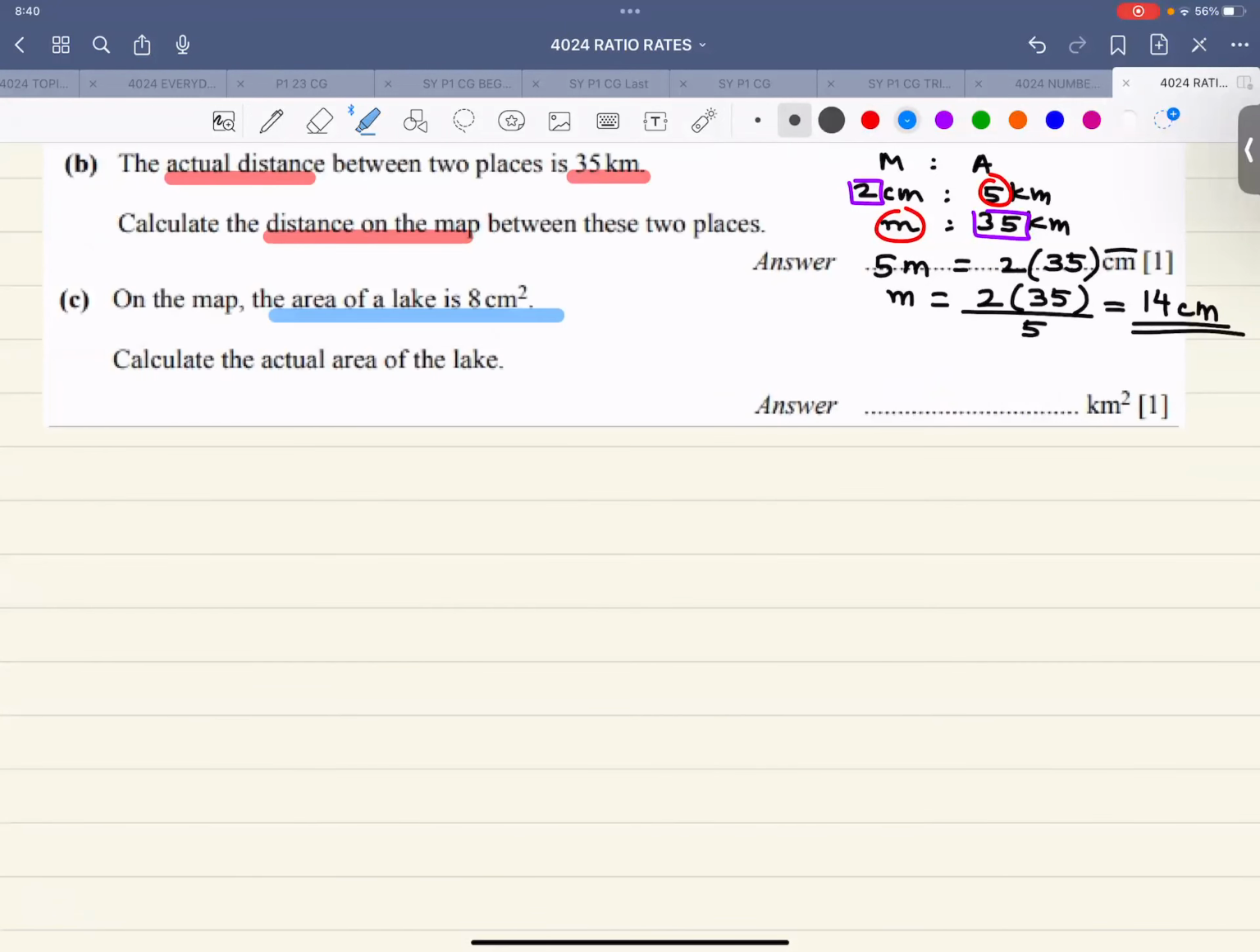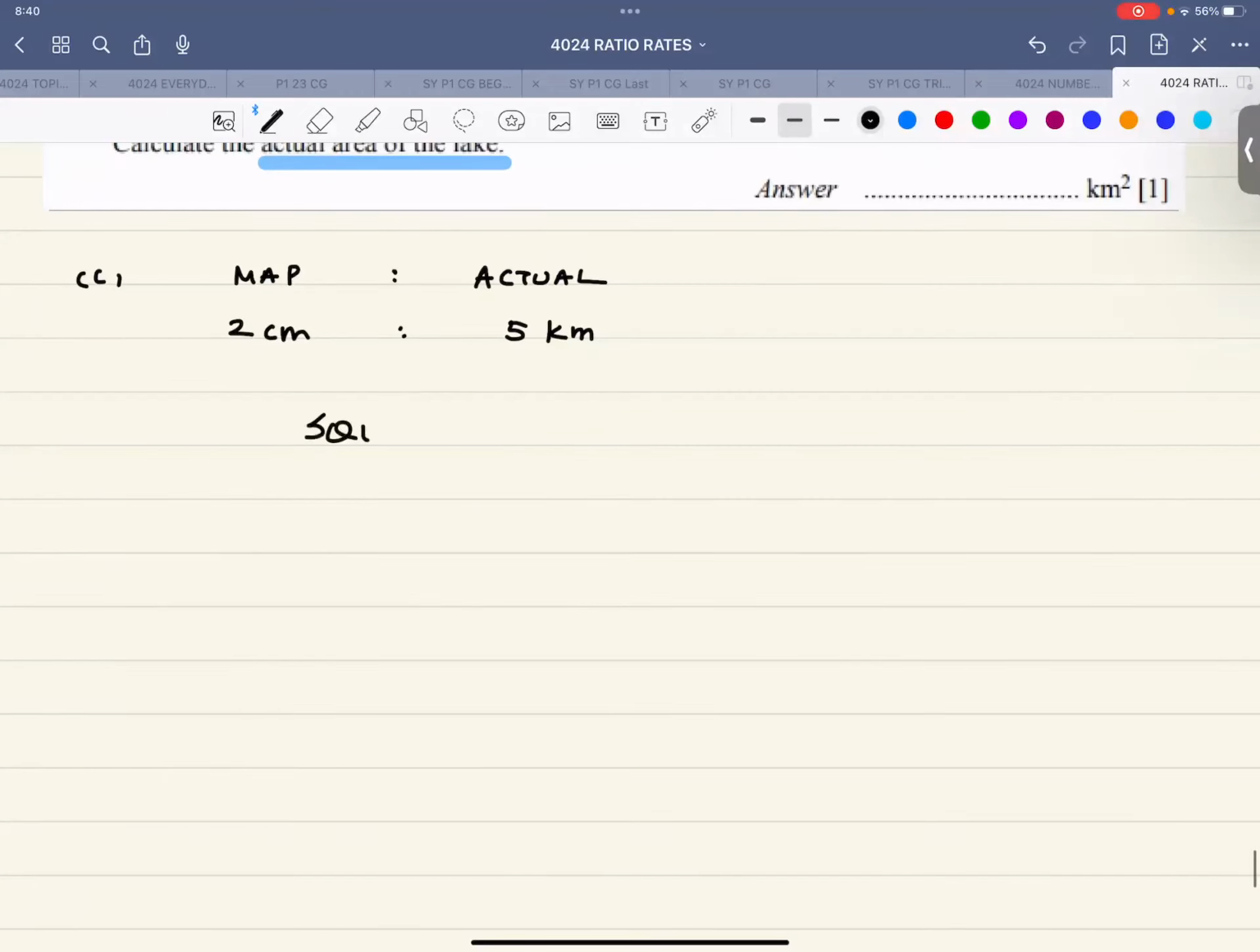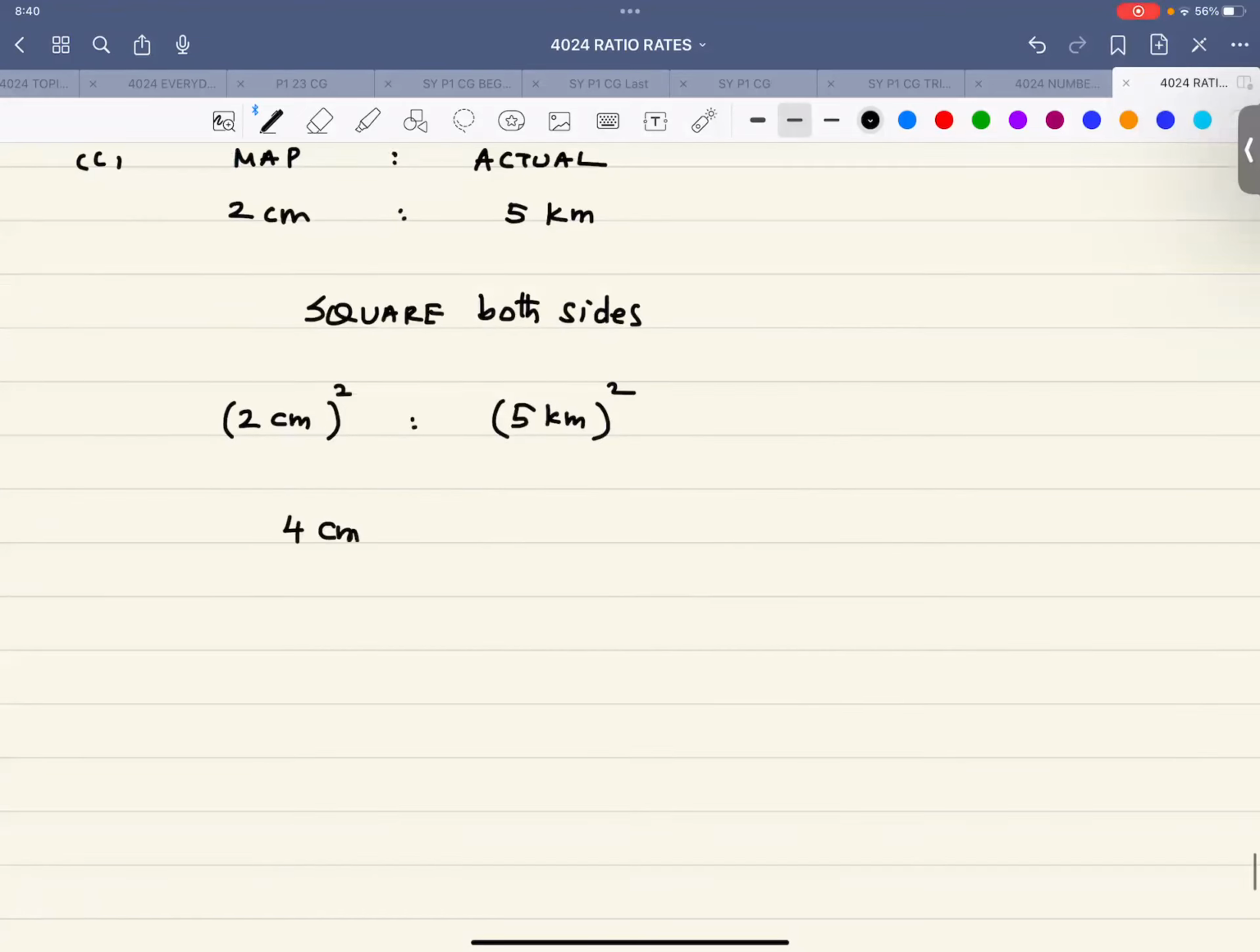On the map, the area of a lake is this much. Calculate the actual area of the lake. Now over here, this measurement, that is map to actual, was for linear scale. That is 2 centimeters is to 5 kilometers. Now simply square both sides. When we square both sides, we will get the ratio of areas. So 2 centimeters square is to 5 kilometers square. That comes out to be 4 centimeters square is to 25 kilometers square. This is the ratio for areas.